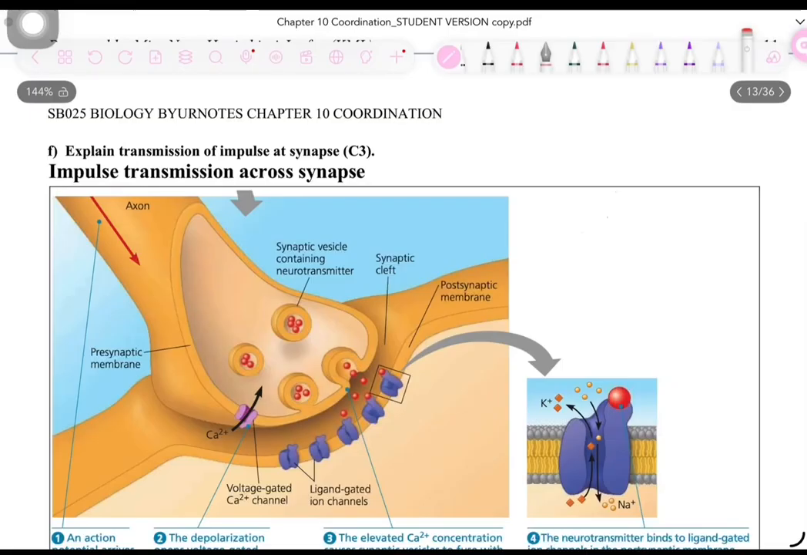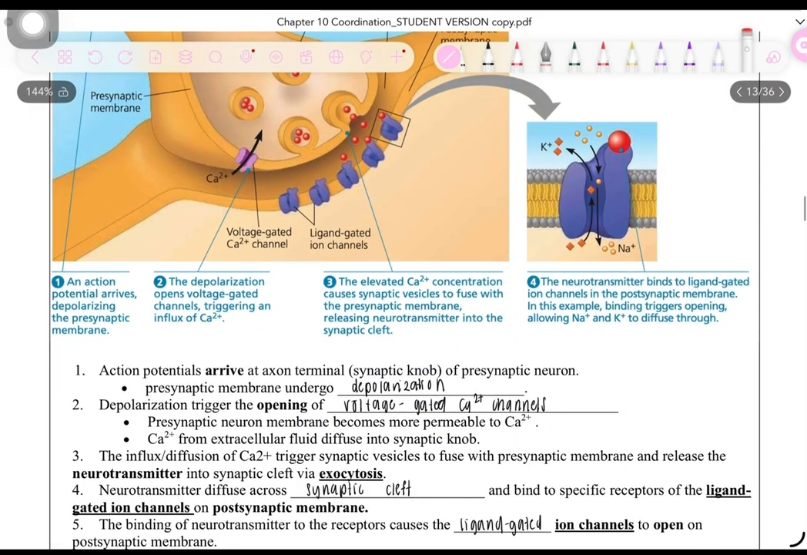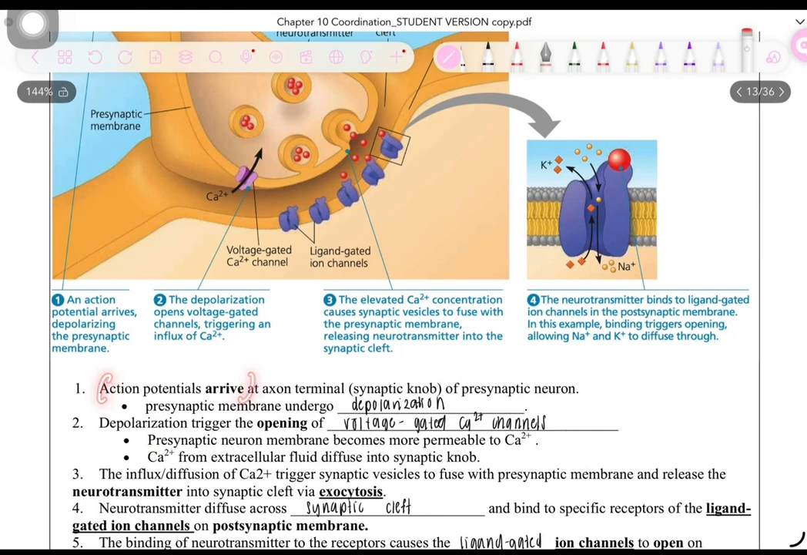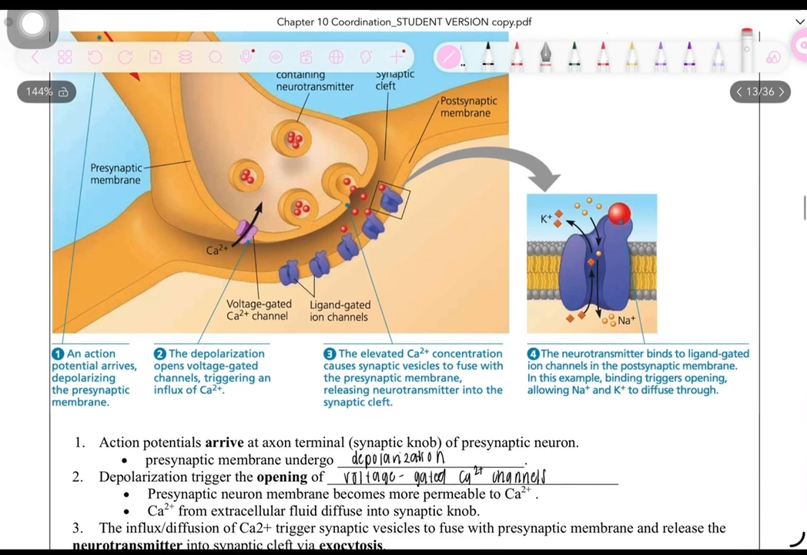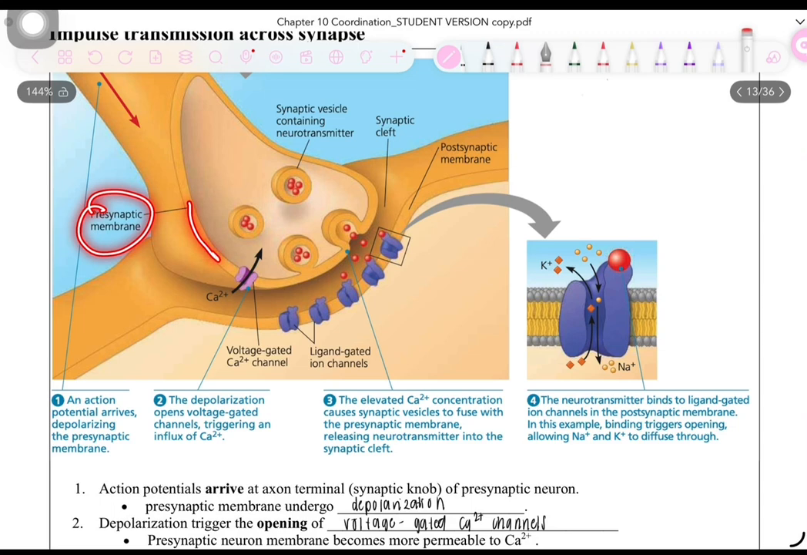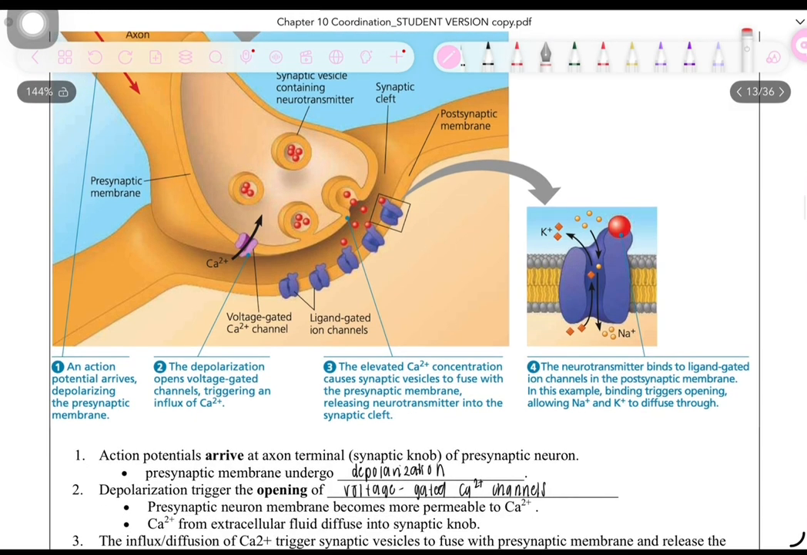Alright, moving on to impulse transmission across the synapse. When action potentials arrive at the axon terminal, which you can also call the synaptic knob of the presynaptic neuron, which is around this one, and this one would be the postsynaptic, the presynaptic membrane will undergo depolarization. This depolarization will trigger the opening of voltage-gated Ca2+ channels. The presynaptic membrane becomes more permeable to Ca2+, and Ca2+ will be able to diffuse into the synaptic knob from the extracellular fluid.